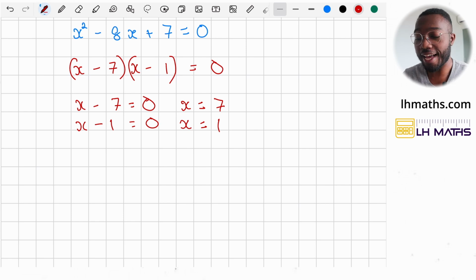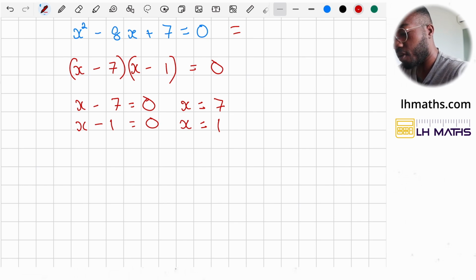So now that we've worked it out using the basic factorization method, now we're going to work it out by completing the square. And we should get the same answer at the end. We should hopefully get 1 and 7. So if we do that using completing the square, then this is how it would go. So remember that with completing the square, we want to get it in the form x plus p squared plus q, okay?